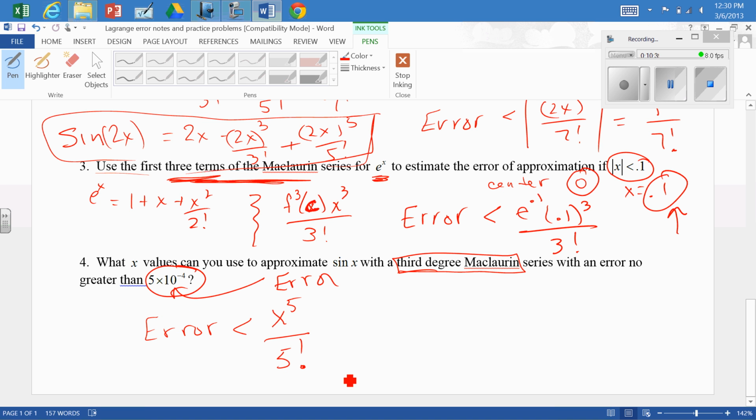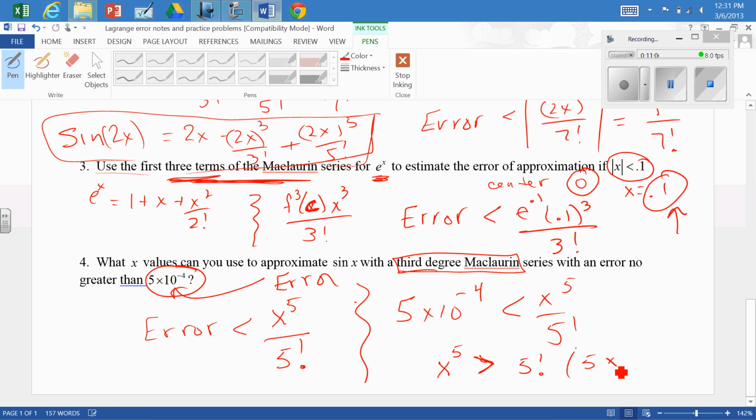Okay, so let's go ahead and plug in our error. 5 times 10 to the negative 4 has to be less than x to the fifth over 5 factorial. So then x to the fifth, if we multiply across, is going to be greater than 5 factorial times 5 times 10 to the negative 4. Okay? Error has to be no more than that.